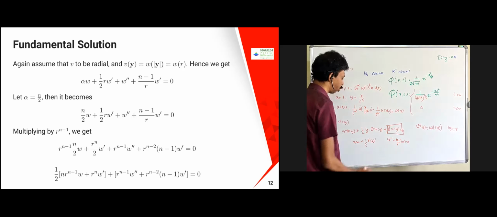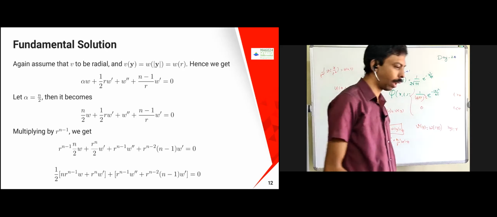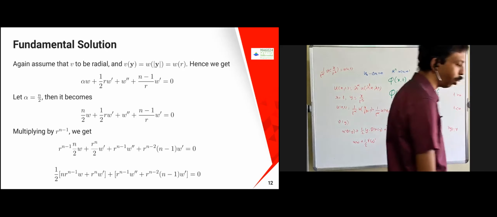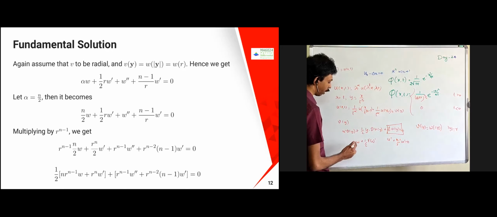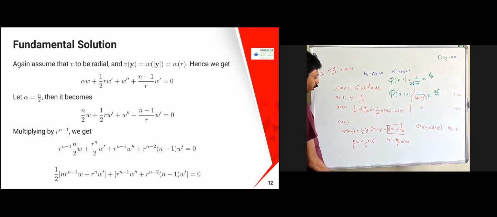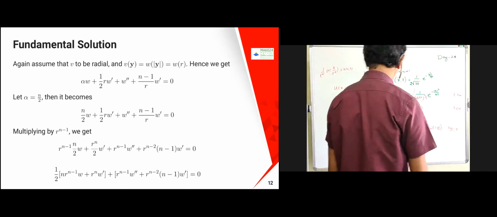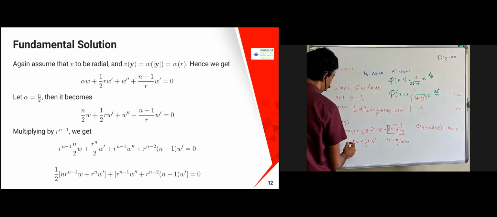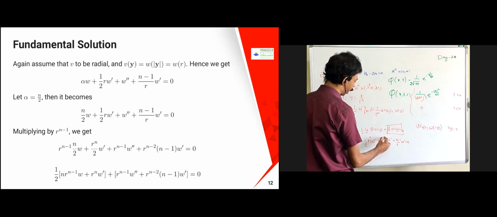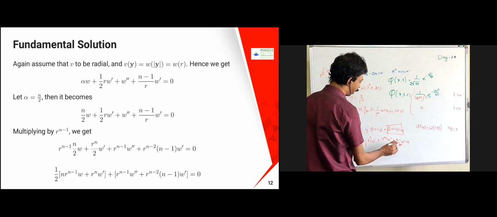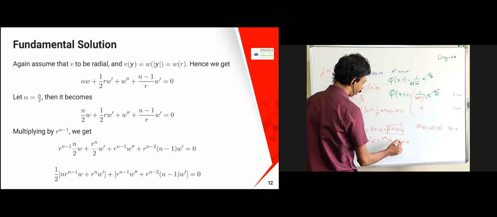R into W dash is going to come. Now if you just substitute alpha equal to n by 2, then this is going to become n by 2 W. Only in this place alpha is there, so I'm just calculating that n by 2 W is going to come. Now again you do multiplication with r power n minus 1. Therefore this is going to become r power n minus 1 into n minus 2. This is going to become r power n. This is going to become r power n minus 1. And here r power n minus 2 is going to come. n minus 1 into r power n minus 2 is going to come.